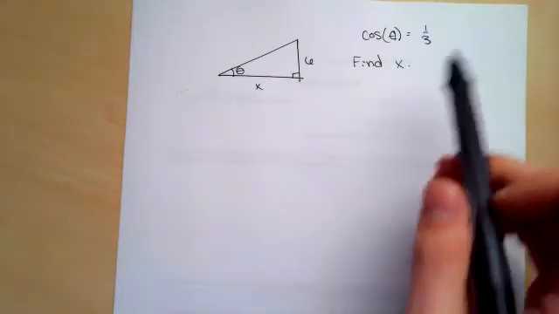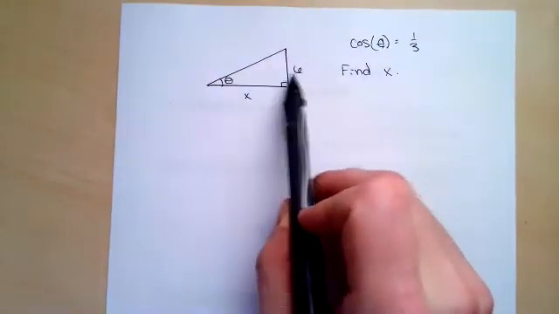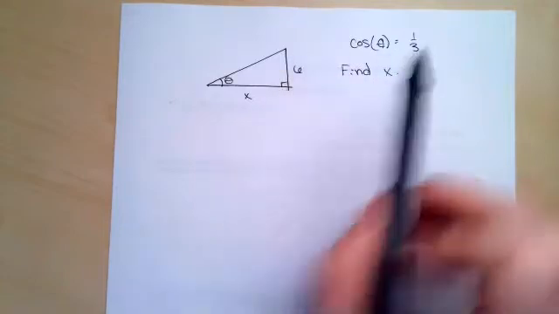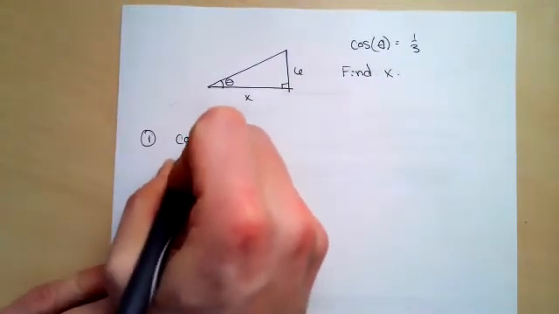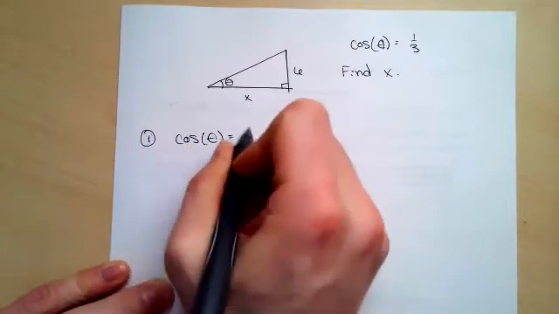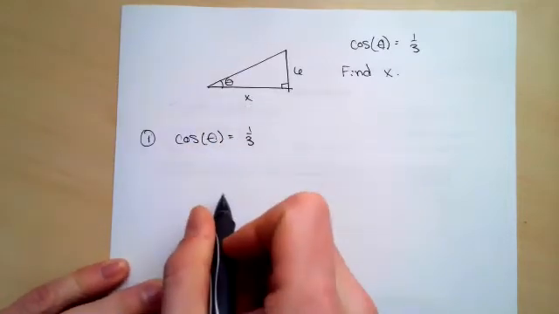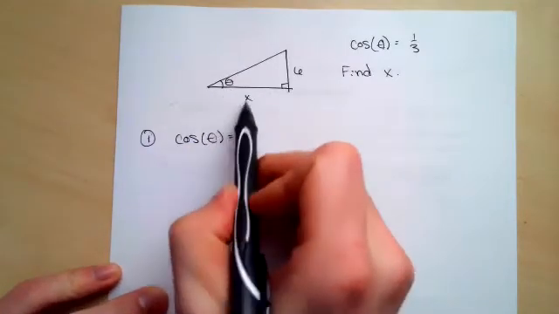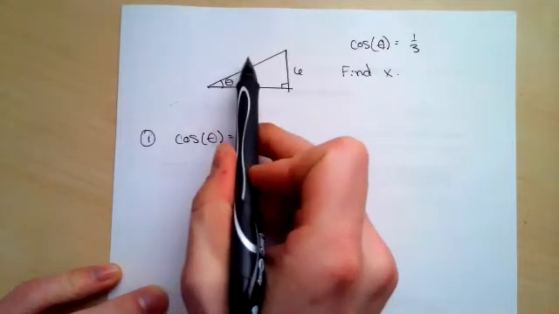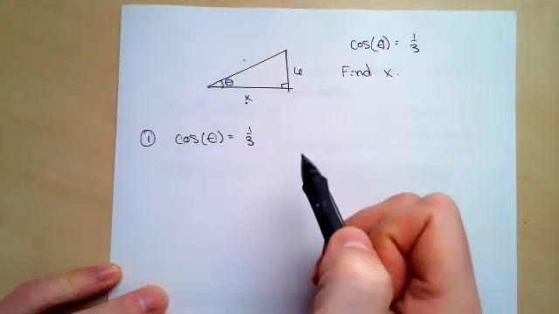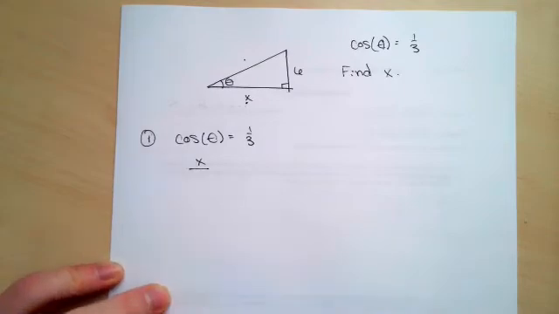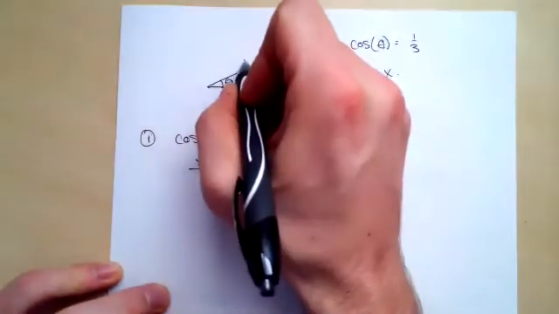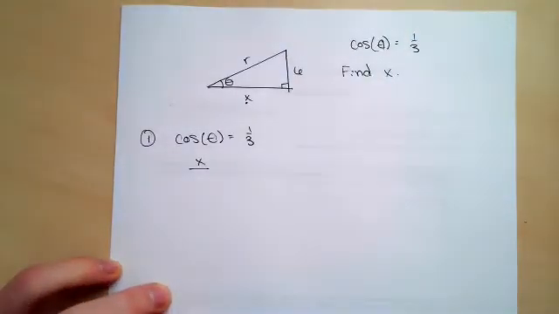We want to use all the bits of information we can, namely our side length and the cosine ratio. So our first step, if I know that cosine of theta is 1/3, cosine of theta is the adjacent side over the hypotenuse. So x over, and again, we don't have a variable listed there. So let's go ahead and add a variable ourselves.